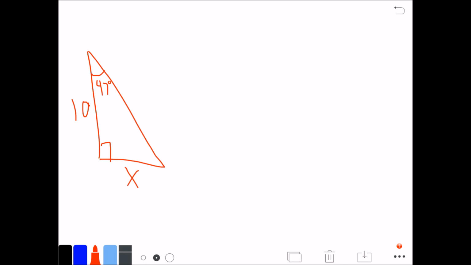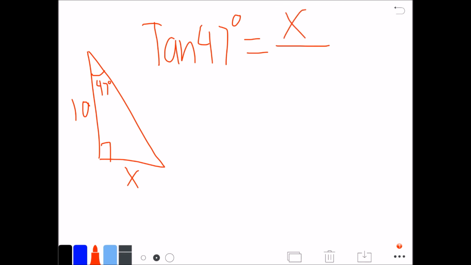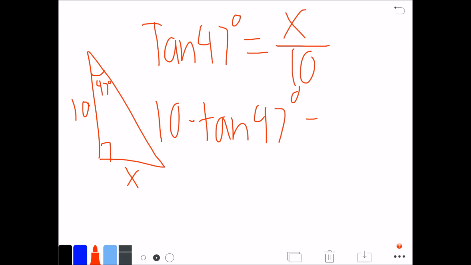Okay, so in this situation, you want to use tangent because the hypotenuse is not involved, so it's not sine or cosine. Easy elimination, so it's tangent. Tangent of the angle, 47 degrees, equals the opposite side, which is x, over the adjacent side, 10. To solve for x, multiply by 10, so 10 times tangent of 47 equals x.